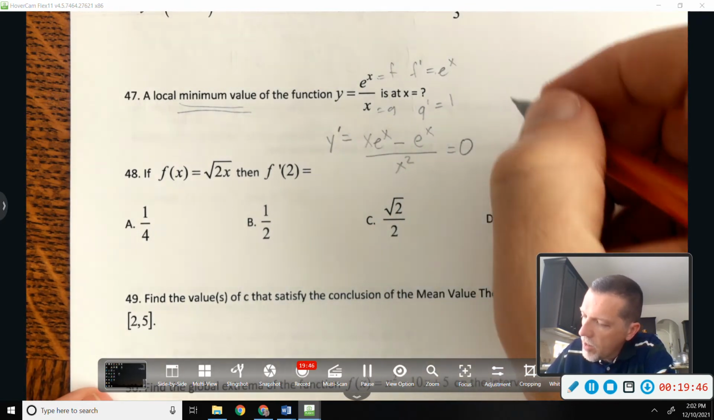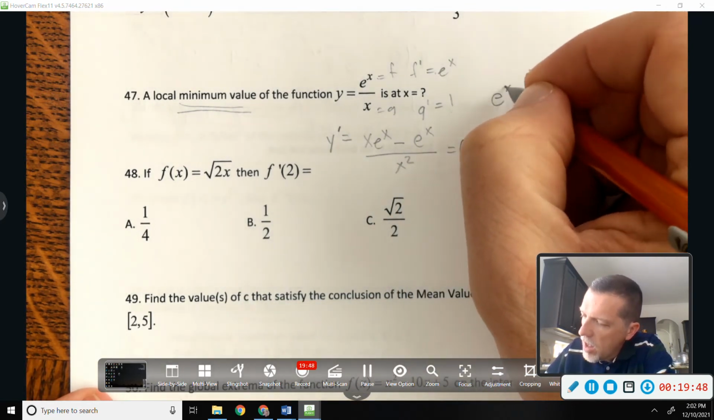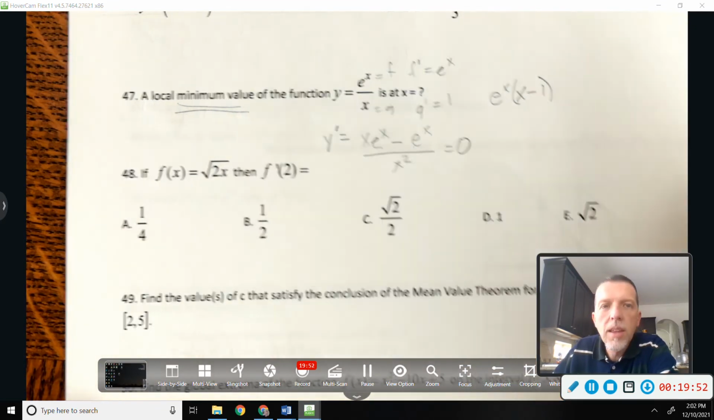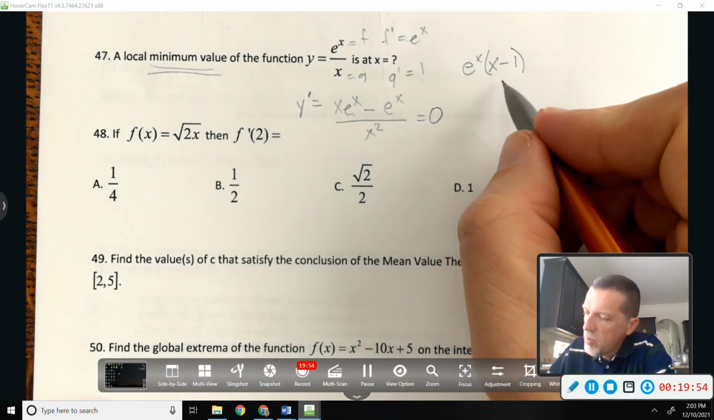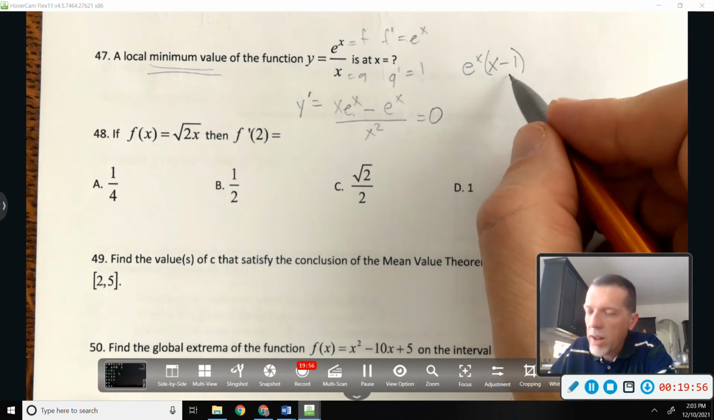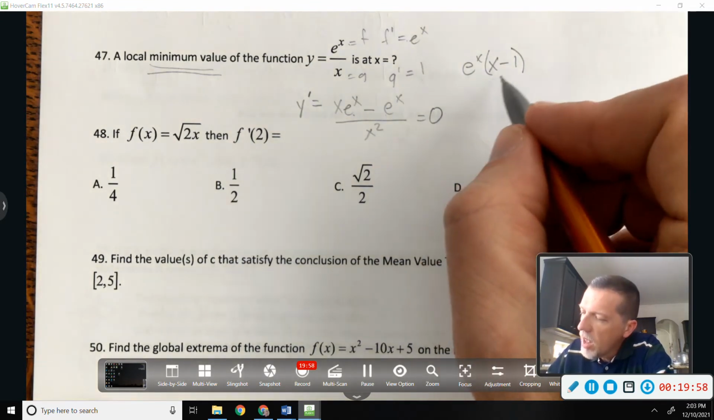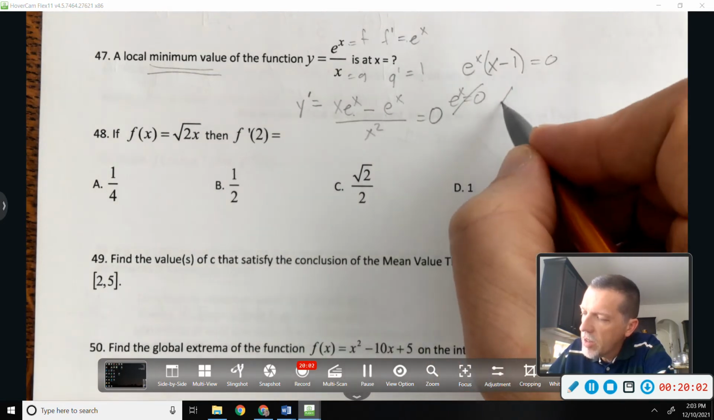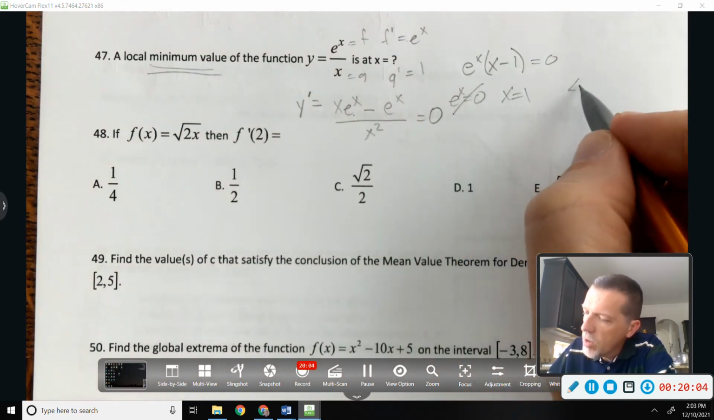So we set that equal to 0. I can factor out an e to the x, that leaves x minus 1. By the way, this was on the practice AP exam we took. I can set both of those equal to 0, but e to the x is never equal to 0. So x equals 1.